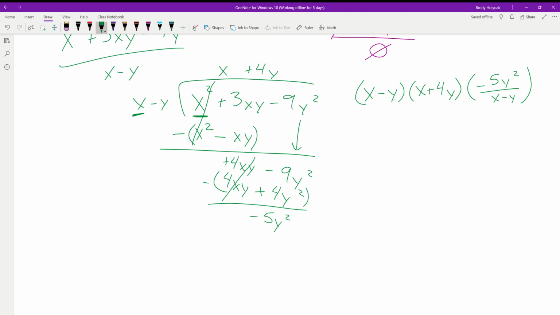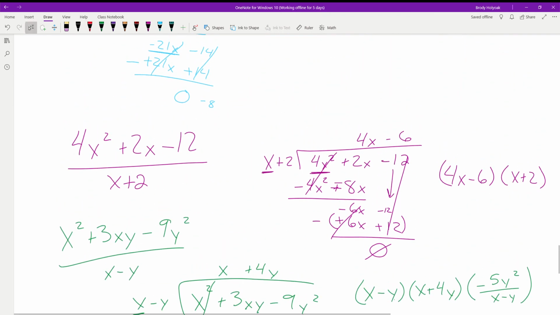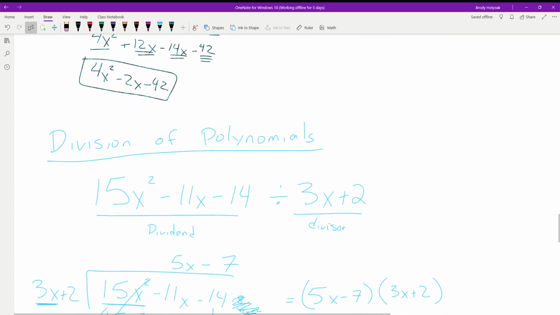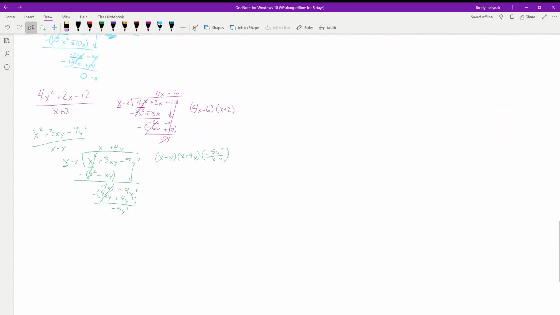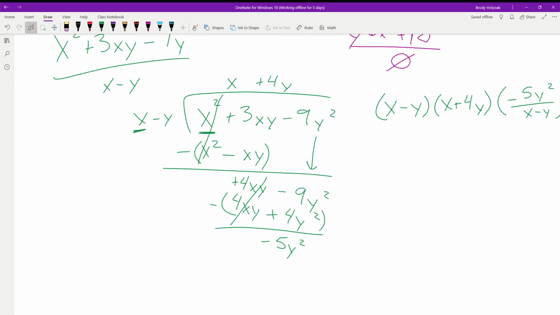But basically, just remember, just do the same steps. We didn't do anything different here than we did on the other ones. We just set it up to have our, just so I get the names right. We had our dividend inside the division sign, the quotient. We have our divisor, and then this becomes our quotient up here.